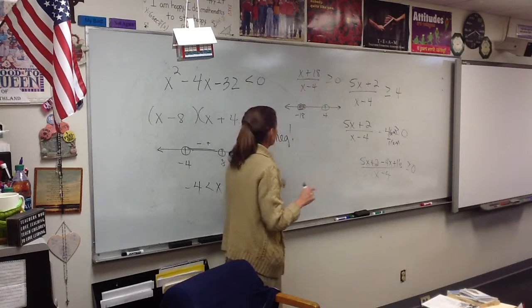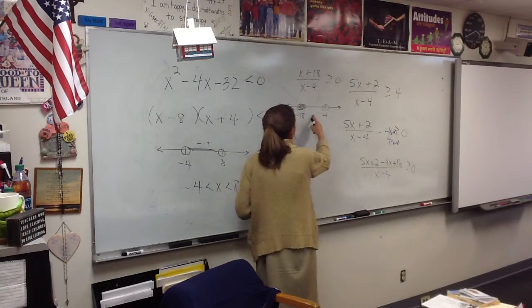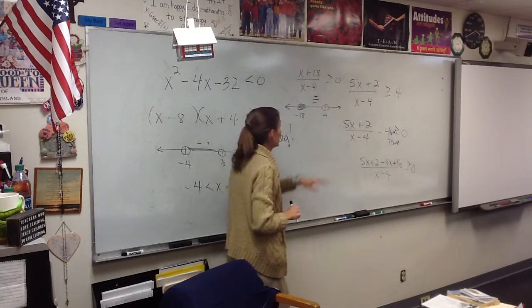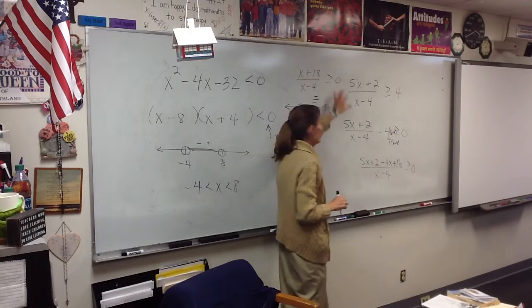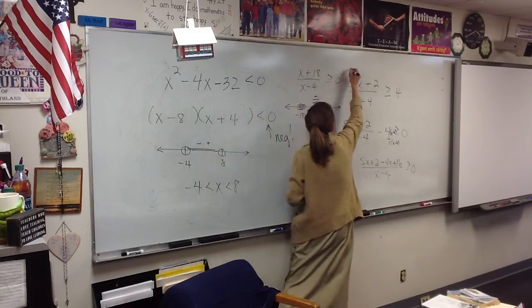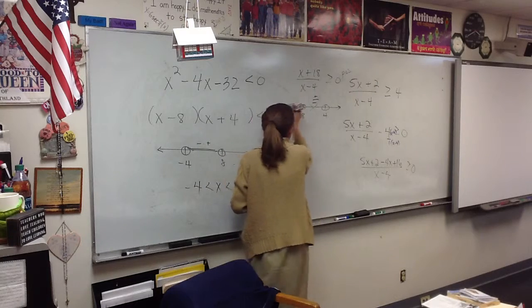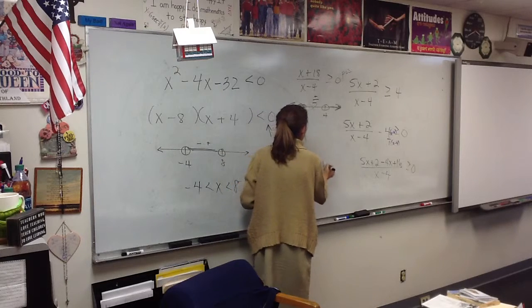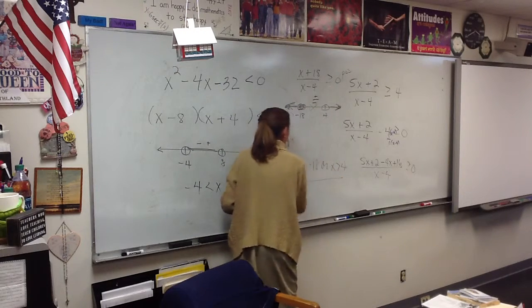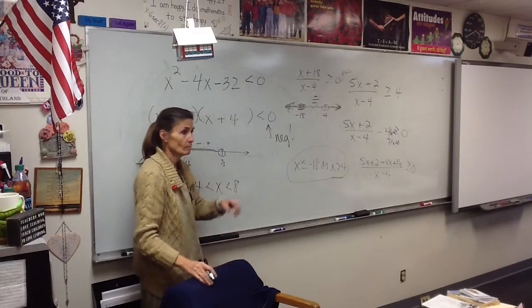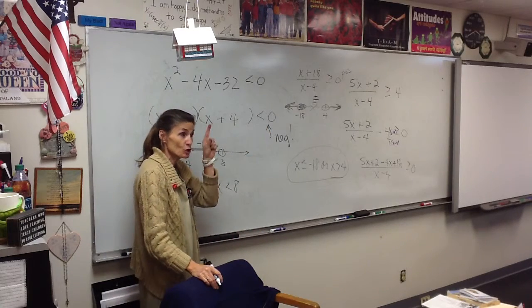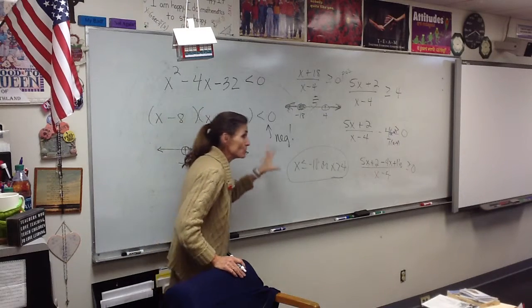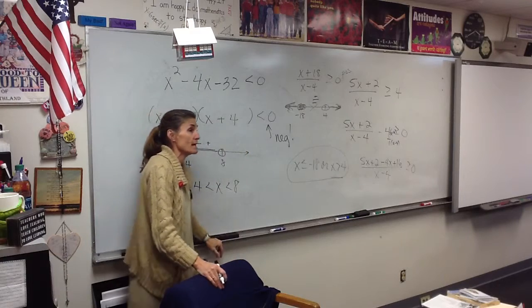Nothing squared. Let's try 0. 0 gives me a positive over a negative. Does that work? No. I want positive. So that means this section and this section are my answers. How many of you wrote in the answer blank this right here? Not very many of you. Those of you that did, good job. If you didn't, have you found your mistake? What question do you need to ask?